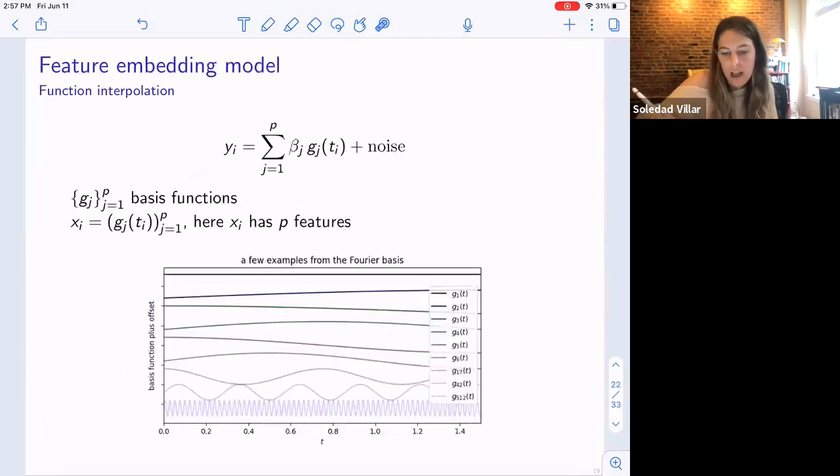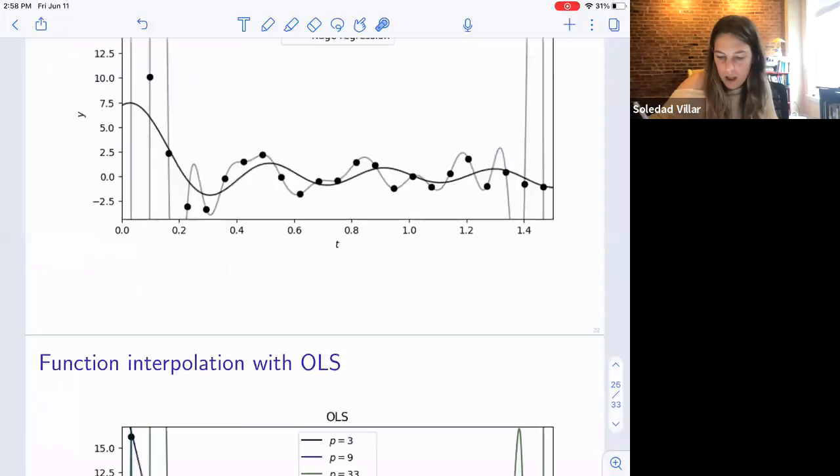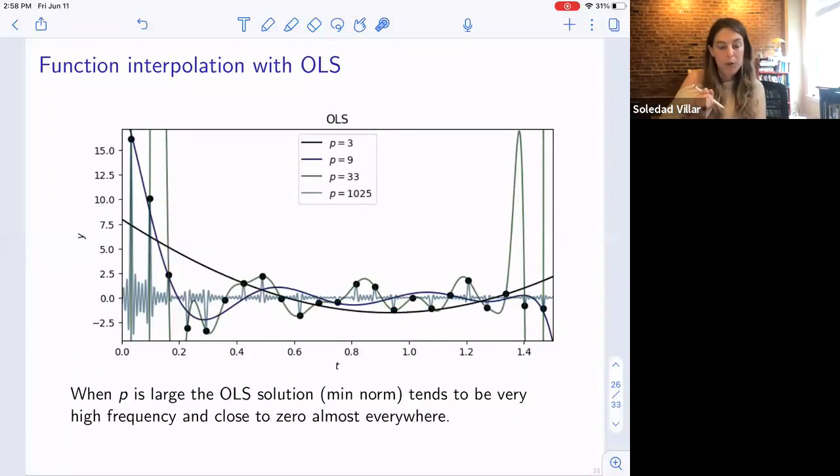Here I'm doing this feature embedding model where I have some basis functions that look like this. They are Fourier bases, and I'm going to interpolate some functions using these basis functions. The features would be the evaluation of my basis functions at my different test points, and that would be the x's, and the y's would be the values of the function. If I do that, then what you obtain is a picture of this form.